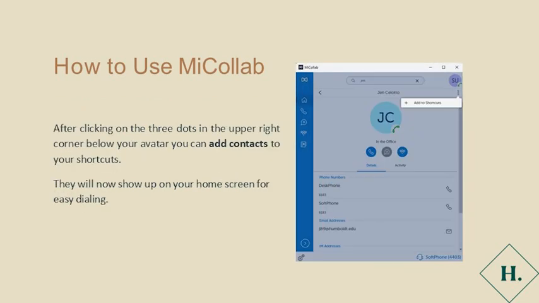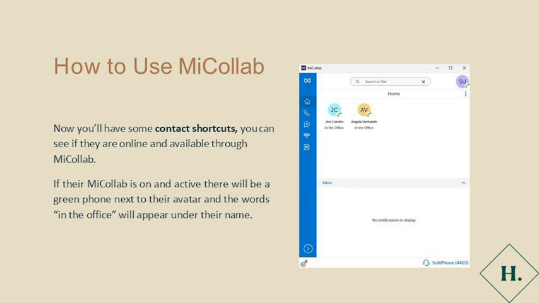After clicking on the 3 dots in the upper right corner below your avatar, you can add contacts to your shortcuts. They will now show up on your home screen for easy dialing. Now you'll have some contact shortcuts you can see, and if they're online and available through MyCollab.